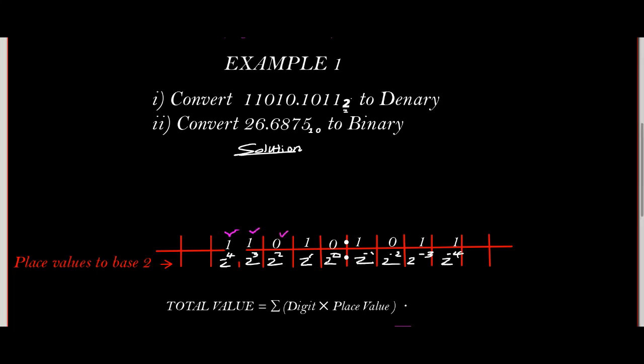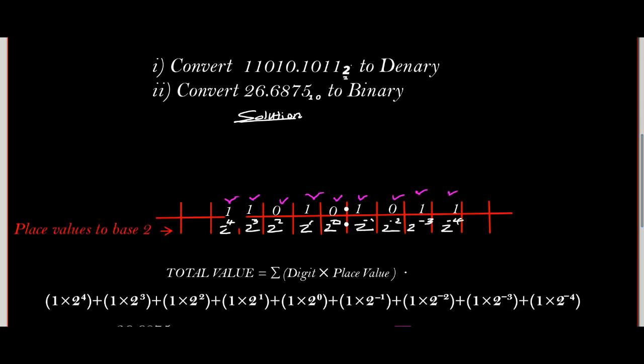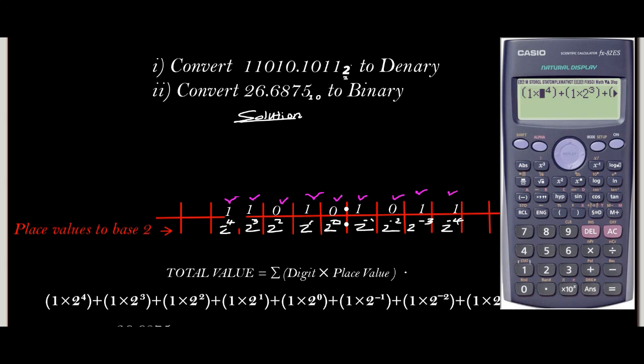So we have 1 times 2 raised to power 4 plus 1 times 2 raised to power 3 plus 0 times 2 raised to power 2 plus 1 times 2 raised to power 1 plus 0 times 2 raised to power 0 plus 1 times 2 raised to -1 plus 1 times 2 raised to -2 plus 1 times 2 raised to -3 plus 1 times 2 raised to -4. Meaning you are summing up the digits times the place value. So if you add up the digits times their respective place value, you get the total value of a number.